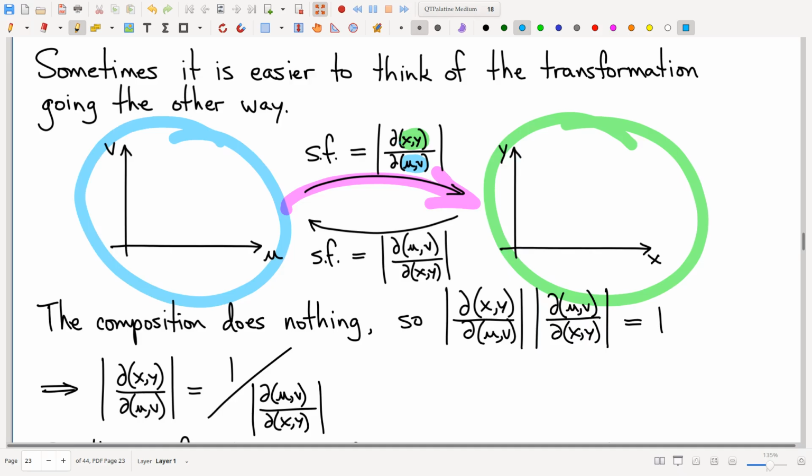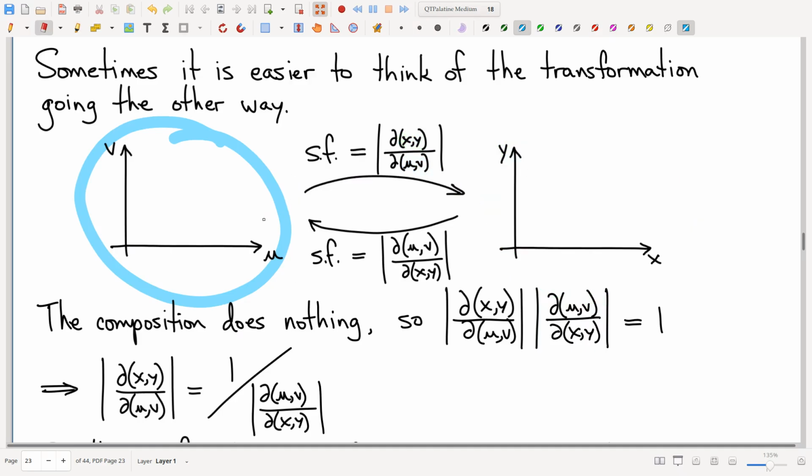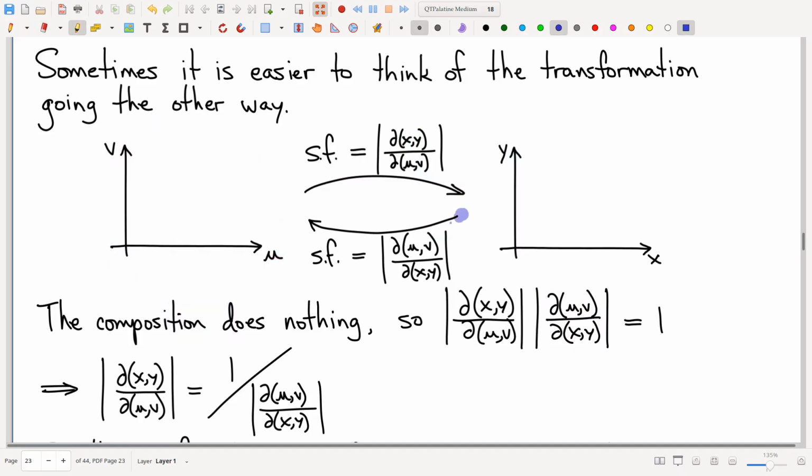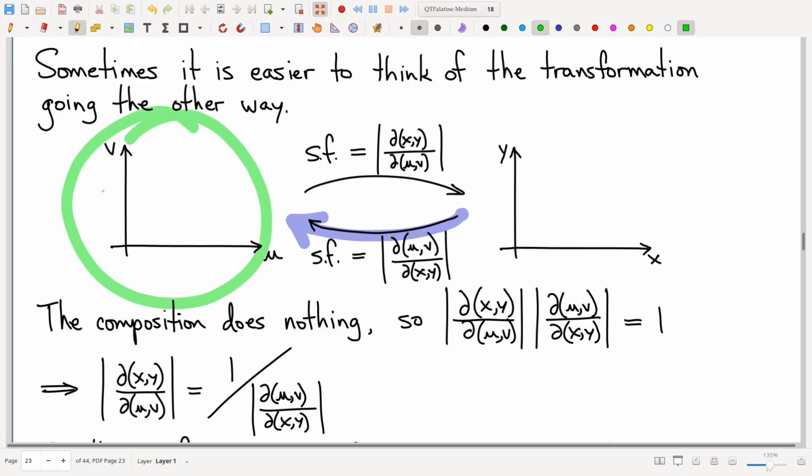Now here's the thing, if this is in fact invertible, and therefore you can invert it, you could think of the function as going the other direction, a different function, the inverse function. If I want to know the stretching factor going the other way, it's the same formula, it's the partials of the outputs, now u and v are the outputs, with respect to the inputs. And again, going the other way, the inputs are now x and y. So same formula, just the variables are playing different roles because we're going the opposite direction.